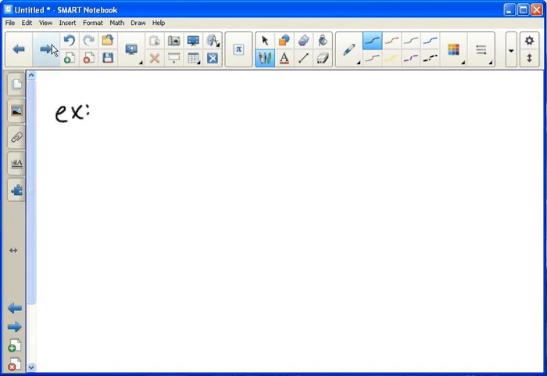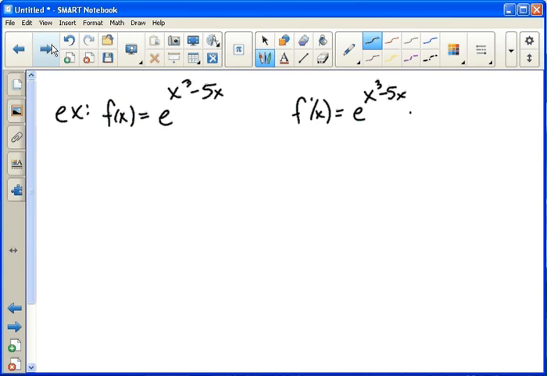Let's do e raised to, our original function f of x is e to the x cubed minus 5x. So for our derivative, it's itself, so we just rewrite the exact same equation, times the derivative of the exponent. Well, the derivative of x cubed is 3x squared. The derivative of negative 5x is negative 5. And that's our answer.